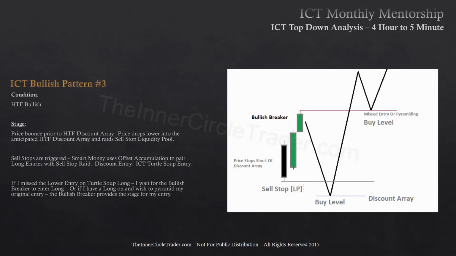It's either going to be an internal range liquidity, optimal trade entry, fair value play is what that is, or it's going to be an external range liquidity run, or basically it's turtle soup. If I miss the turtle soup, then I'm going to wait for it to go to the bullish breaker. That's it. It's the same 2 patterns, but just being applied in a very specific, detailed way of doing it.